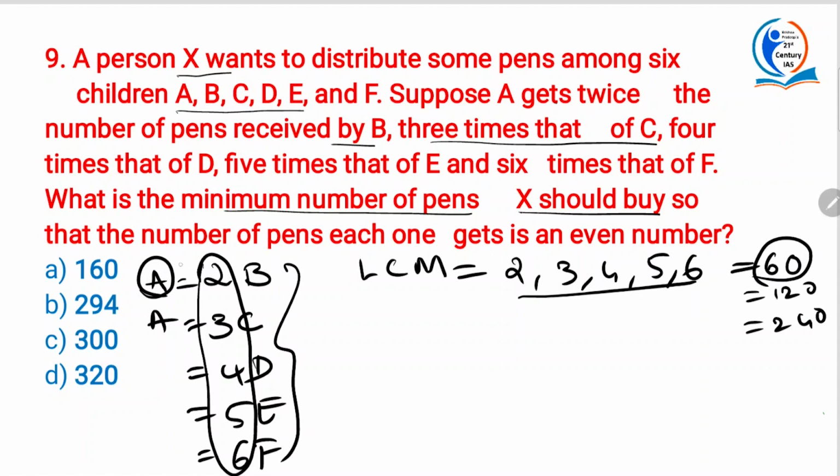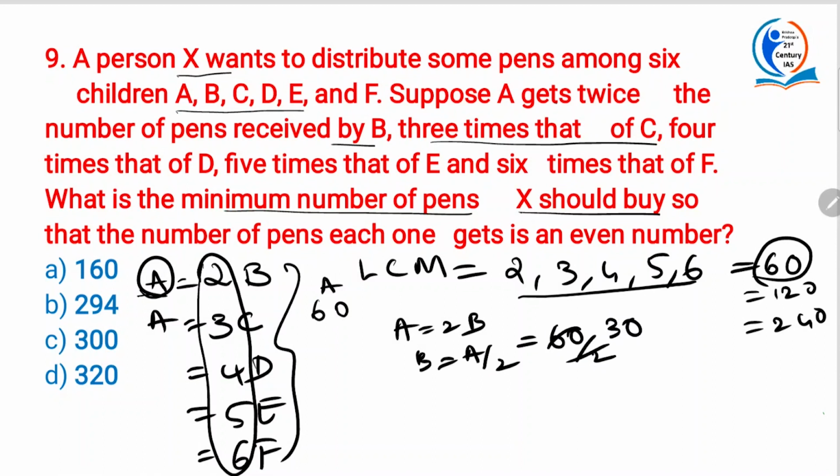Okay, if it is satisfying all the criteria, yes or no. Alright, now if A has 60 pens, what will B have? It will have half of A, equal to 2B, no? So B is equal to A by 2. So B will have how much? 60 by 2, that is 30 pens.